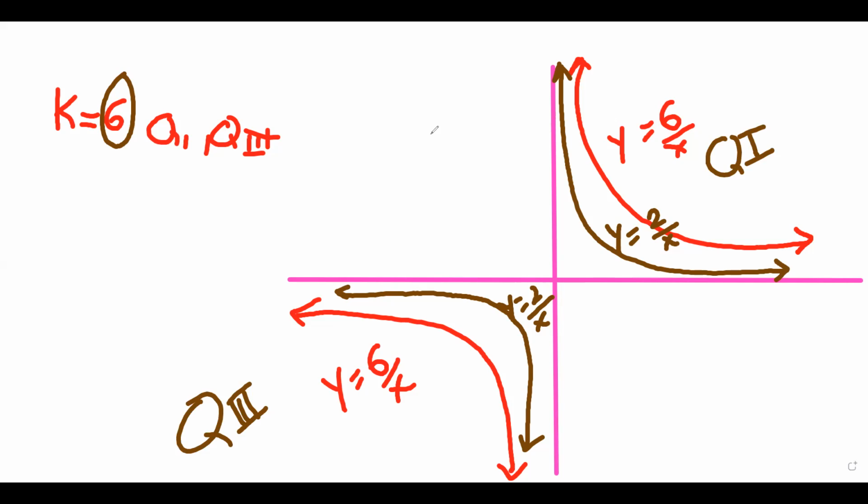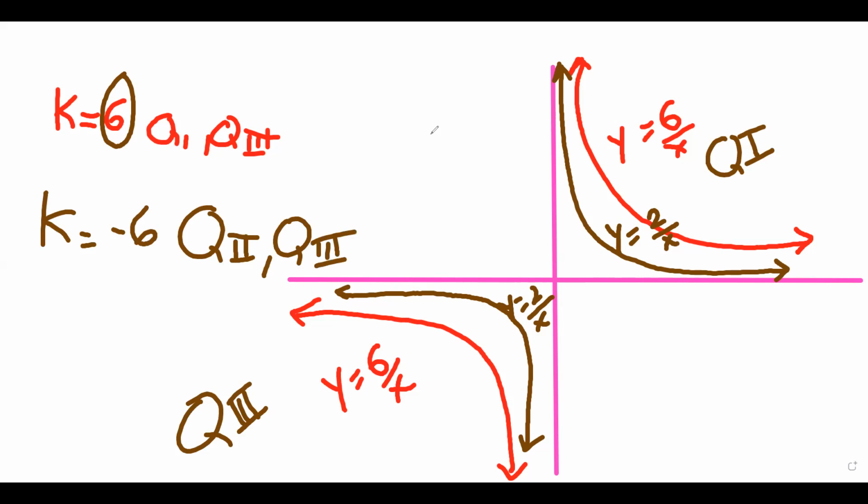And let's see now if k is negative, like k is negative 6. Since it's negative, it's supposed to be in quadrant 2 and quadrant 3. It's quadrant 4, you mean? Teacher, quadrant 2 and 4. So, 2 and 4. I'm sorry.